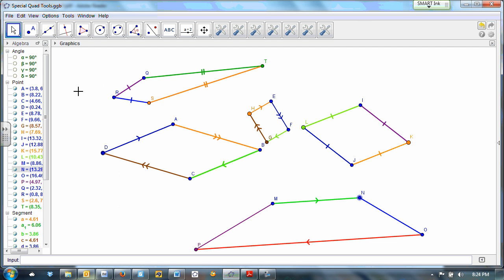I will email you this special quad tools GeoGebra app that I made, and it's just as easy as you watched me make on this podcast.